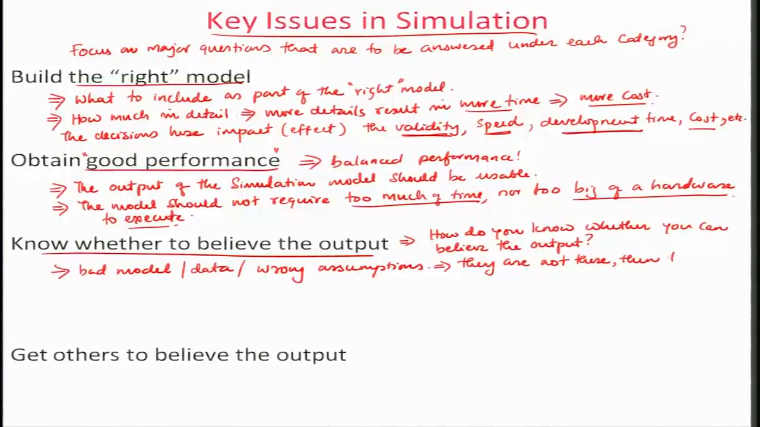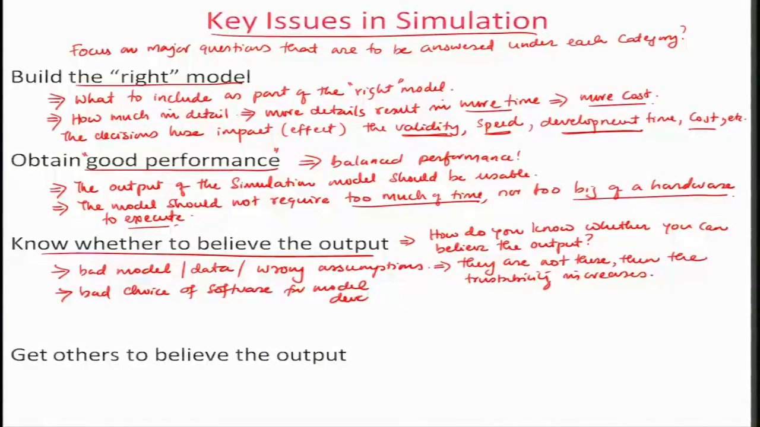then the trustability increases. And this is true for other things as well. Then bad choice of software for model development. If you did not make the right choice of software for model development, then it will also help you in increasing the trustability of the model. Then the third part is incorrect statistical analysis.